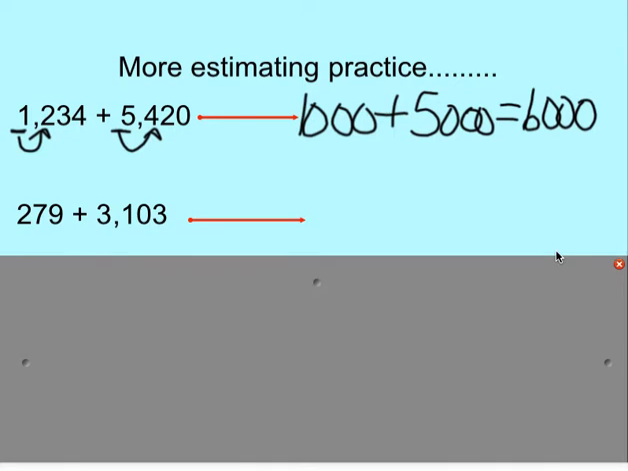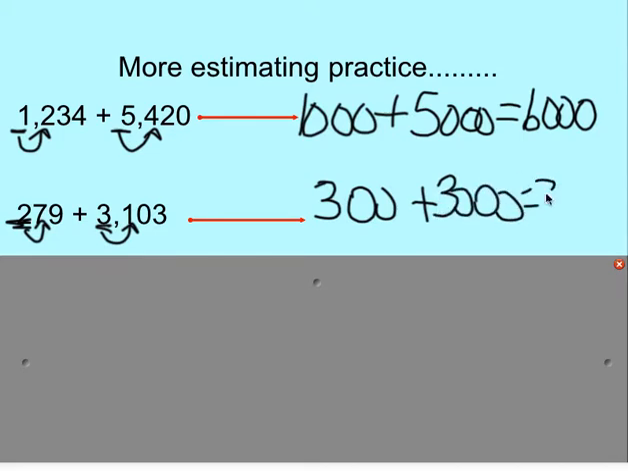Think about this next problem. How would you go about estimating it? One number is into the hundreds and one number is into the thousands. So using our estimating to the highest place value, we would round this number to the hundreds. We have 279, so we know with that 7, that indicates us to bump it up. So we're going to go 300 plus 3,103. Look to the right. That tells us to stay at 3,000. So our answer is 3,300, which would be a very good ballpark estimate.